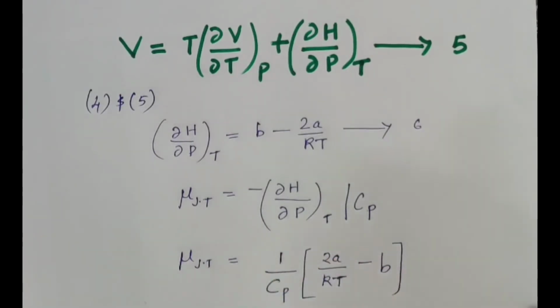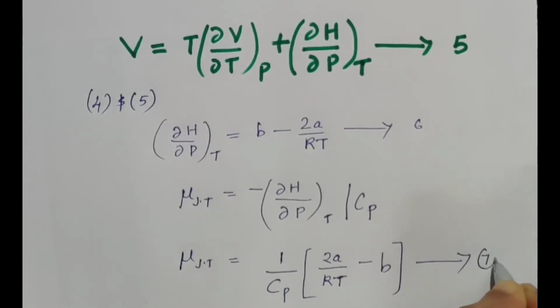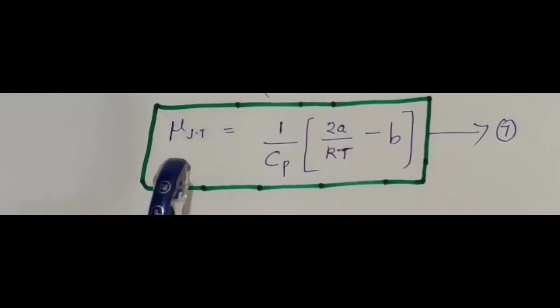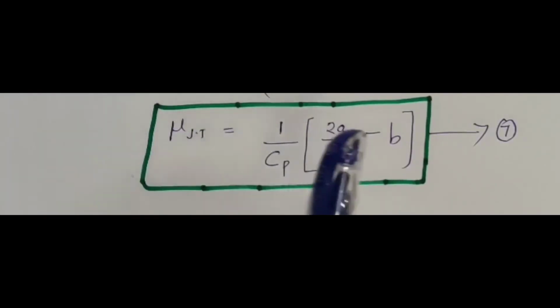Here is the final equation, which we can put as equation number 7: the final equation connecting the Joule-Thomson coefficient and the van der Waals constants A and B.